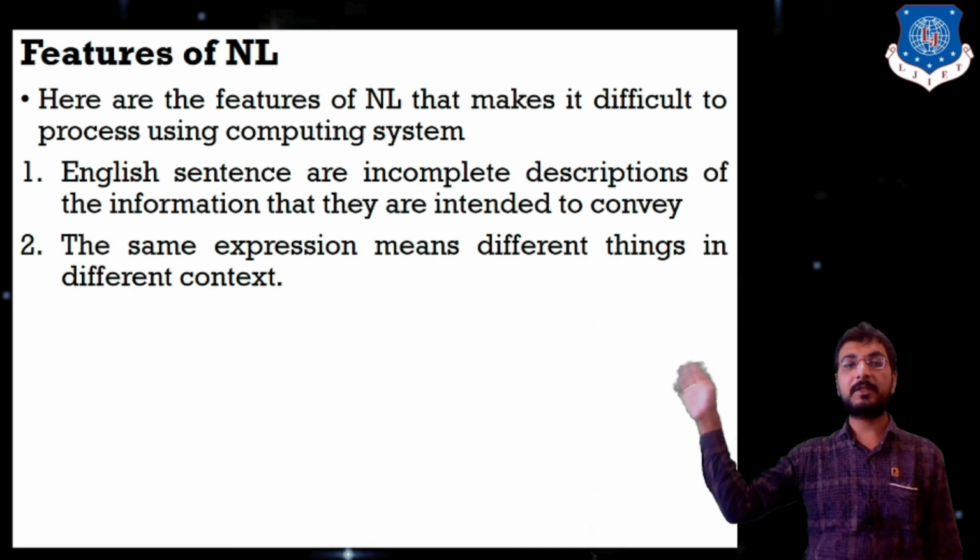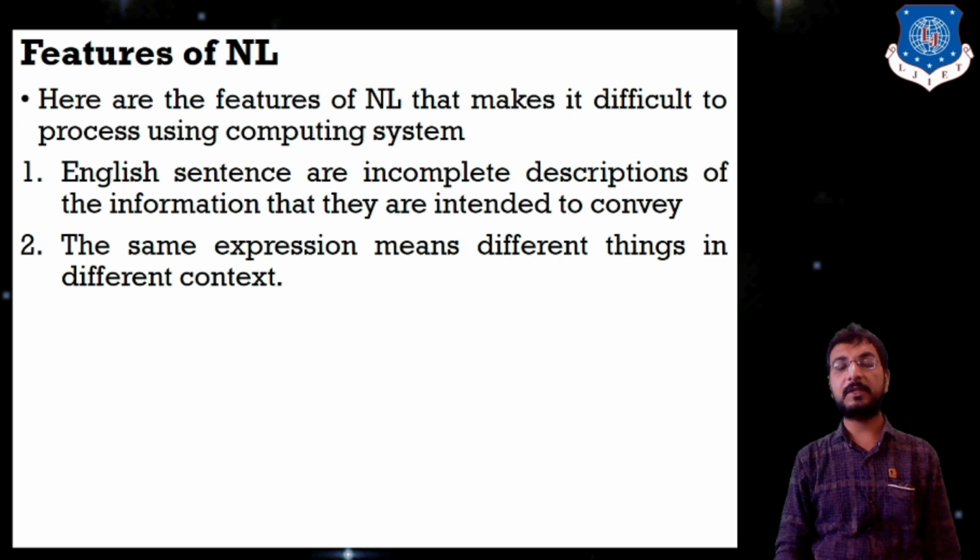Second, the same expression means different things in different contexts. For example, let's say board. Board can be used as a verb, and board can also be used as a noun. So that is the second feature which makes the English language difficult.